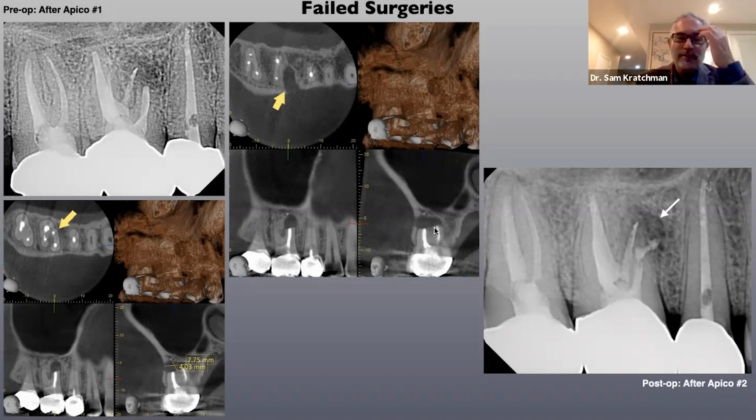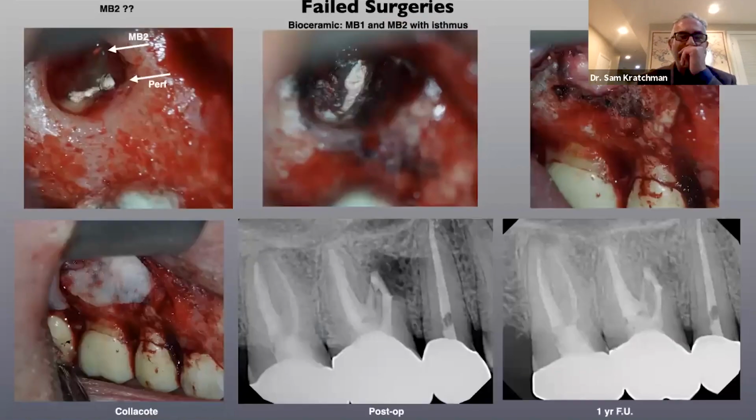I said, I'm happy to do it for you, but you might want to go back to the first endodontist out of courtesy. So he went back, he did a second surgery. And I don't know why, but instead of going from here to here, he went from here to here. The actual second canal is here. Now I said, let me take over here.